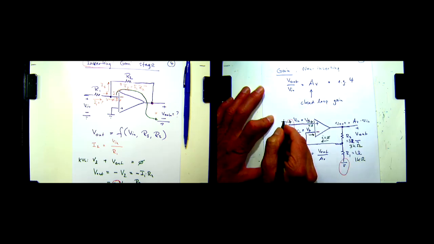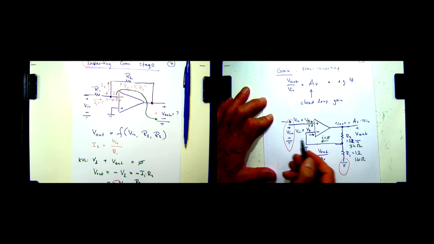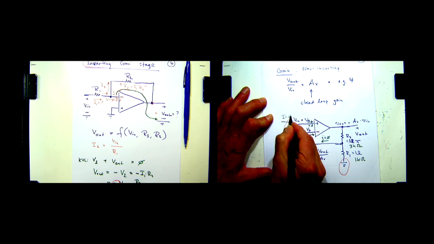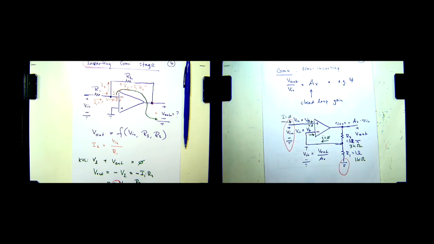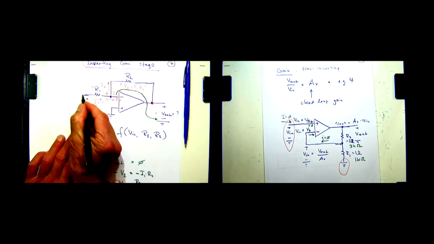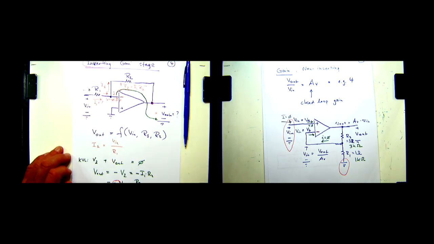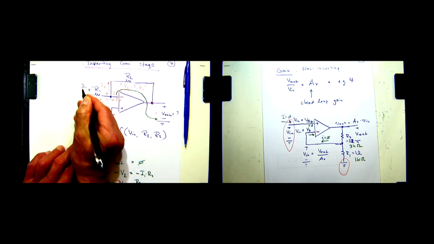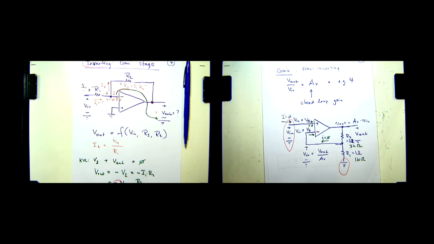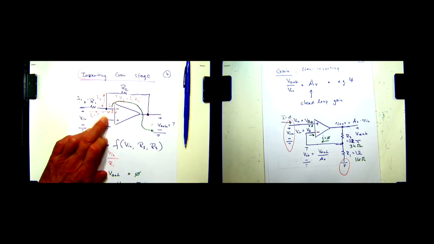What is this current here? It's going to be 0, because it's simply connected to the op-amp, therefore the current is 0. What about the current here? This current here is I1, which is also equal to Vin divided by R1 for this circuit. So it's not 0. Okay. So sometimes you absolutely want it to be 0, but with the inverting gain stage, you don't get that.